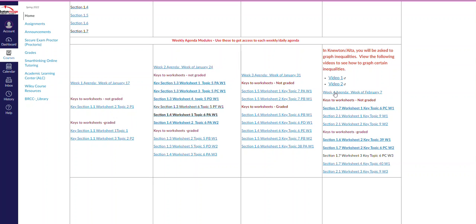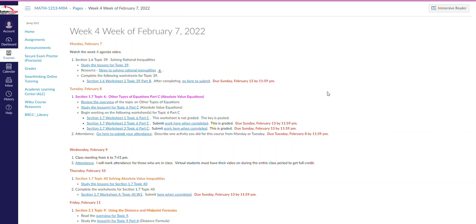But let's go to the agenda. So for this week, we will cover the following. Remember last week we looked at solving quadratic inequalities. Well, Monday you're going to study solving rational inequalities. And here are the lessons for topic 39 in terms of solving rational inequalities.